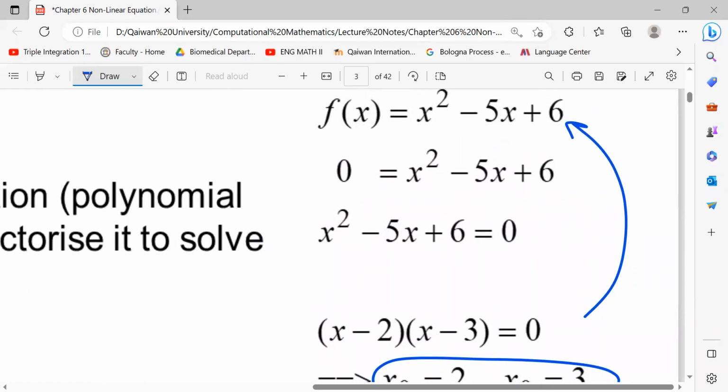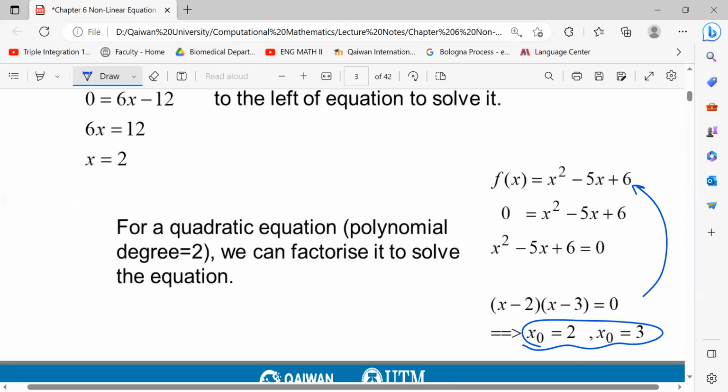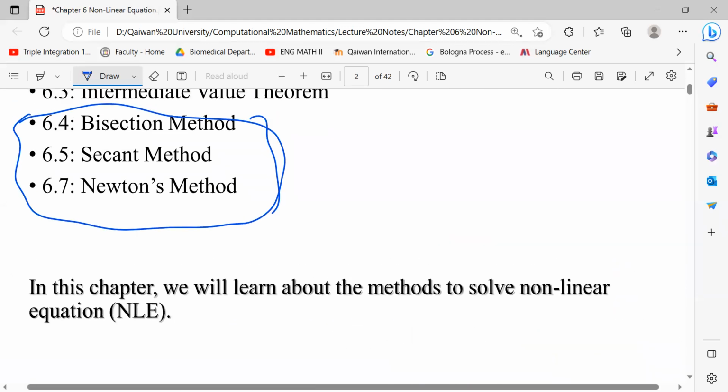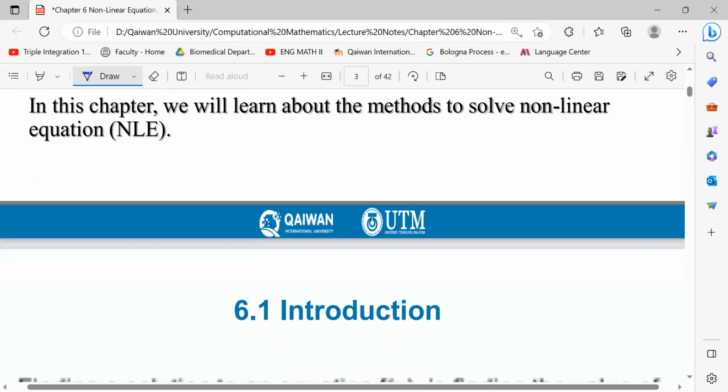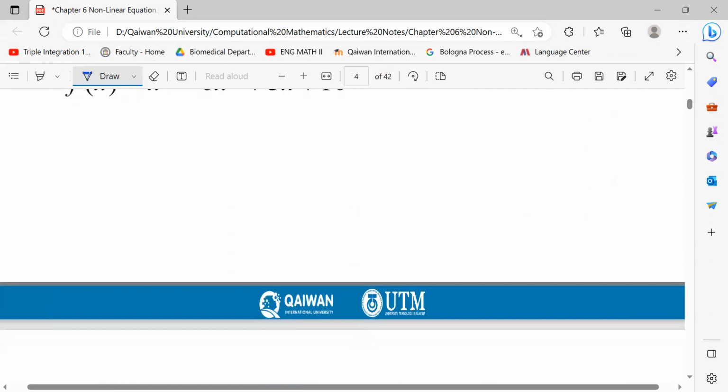But for higher degrees and also for nonlinear equations, we cannot solve it, and we cannot find the exact solution. What we do in that case, we need to use a numerical method. And here in this chapter, we study 3 methods for solving nonlinear equations, which are the bisection method, secant method, and also Newton method.